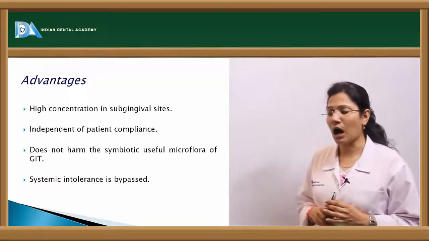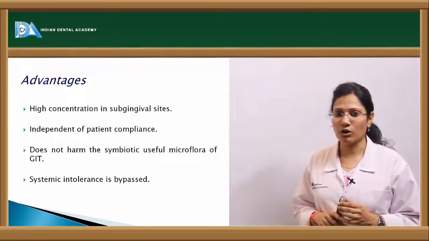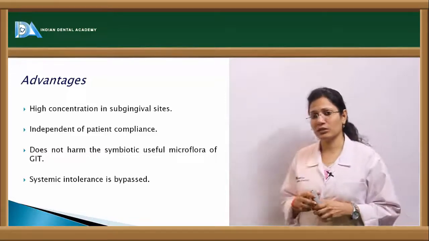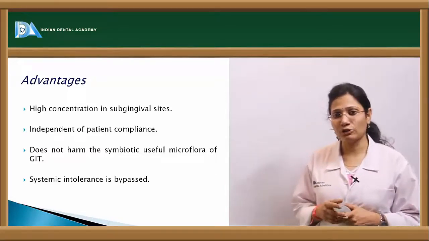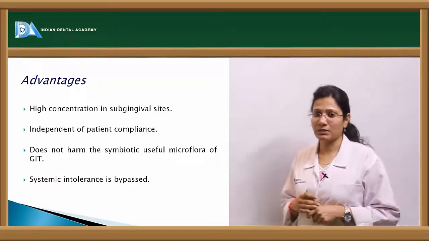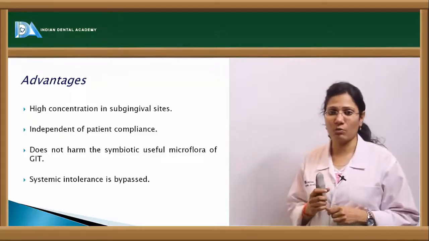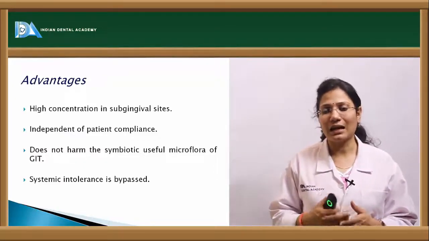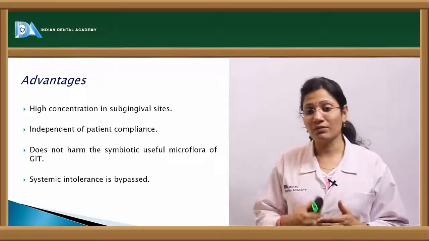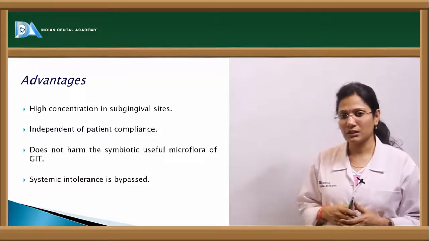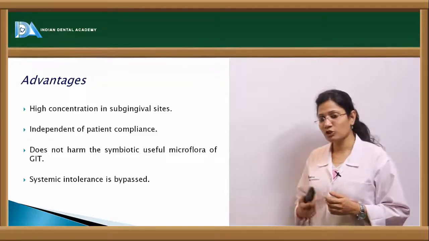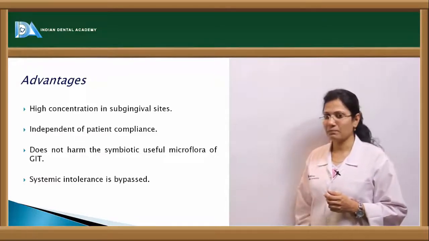So the basic advantage is that it is independent of patient compliance. Apart from that, it does not harm the symbiotic useful microflora of the GIT. Some of the antibiotics reduce the normal gut flora. For example, the lactobacilli present in the intestinal flora are reduced by certain antibiotics like ampicillin and amoxicillin. Now your local drug delivery systems can prevent this because they are not entering the systemic circulation. Then the individuals who are intolerant to systemic drugs, now these can be bypassed.